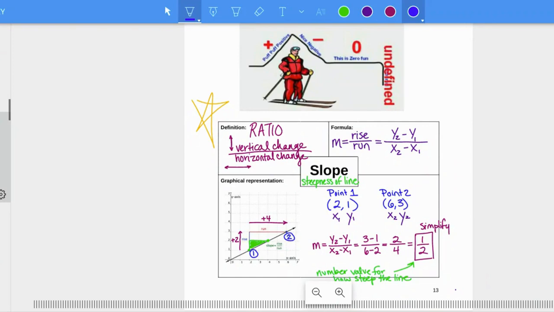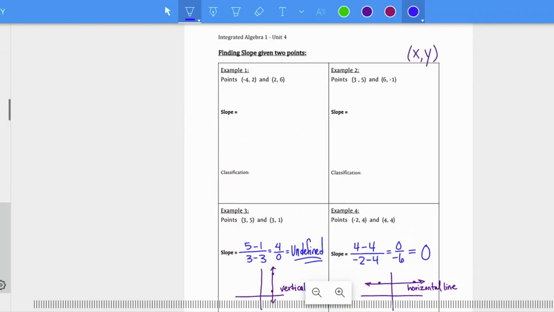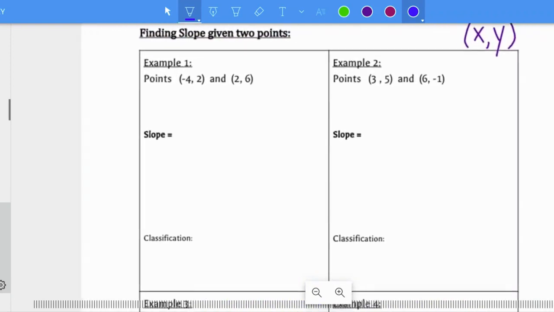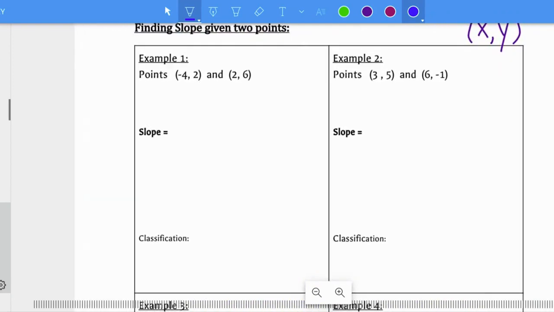So let's talk about just being from 2 points. Page 14 in your notes, we had a couple of spots we could practice this. So let's look at example 1. It's given 2 coordinate pairs, and a reminder that each coordinate pair is an XY coordinate, giving you a location on the coordinate plane. And if we want to calculate slope, we can find that vertical change by finding the difference in the y values.